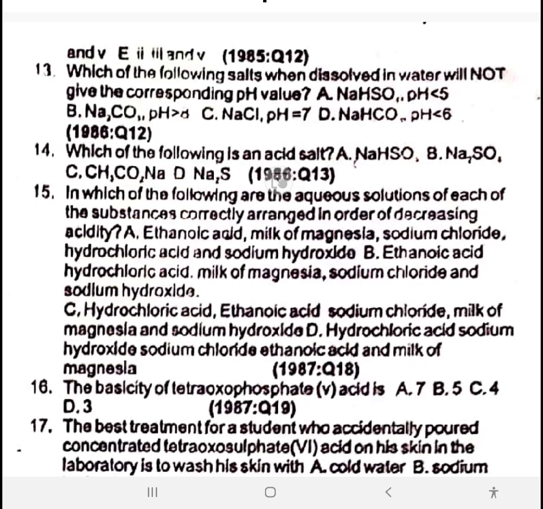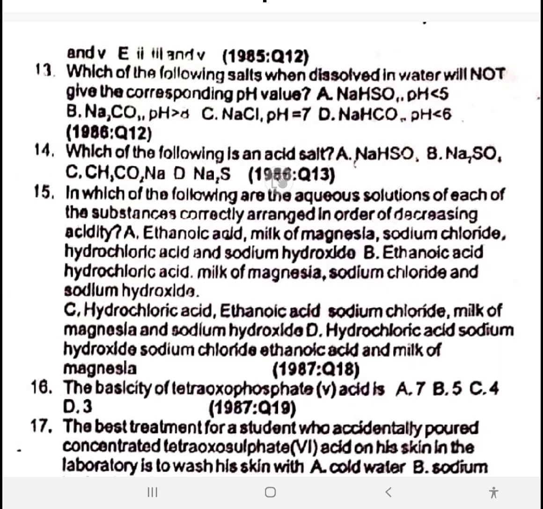Strong acid and strong base, pH value equals 7. Number 2, strong acid and weak base, pH value is less than 7 because the acid is strong here. Number 3, weak acid and strong base, pH value is greater than 7. And lastly, weak acid and weak base, pH value equals 7.